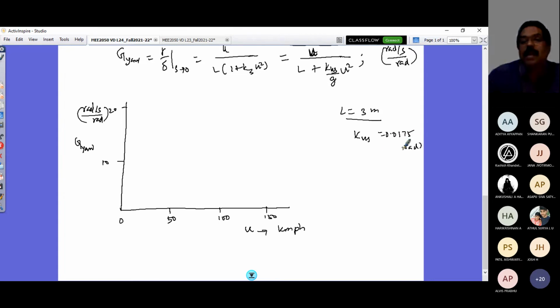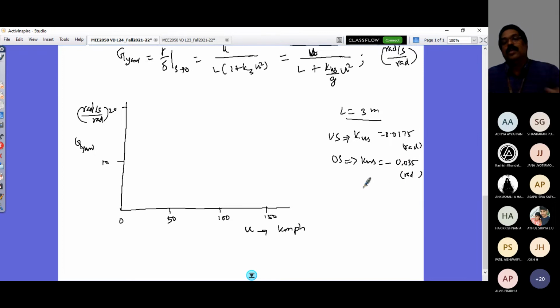What is the unit of KUS? It is in radians. And you can have the same vehicle, this is for an understeered tendency of the vehicle. For an oversteered tendency of the vehicle, KUS would be a negative value. That value for the example vehicle is 0.035 radians, right? So if that vehicle has to behave as a neutral steered vehicle, KUS should be equal to 0.